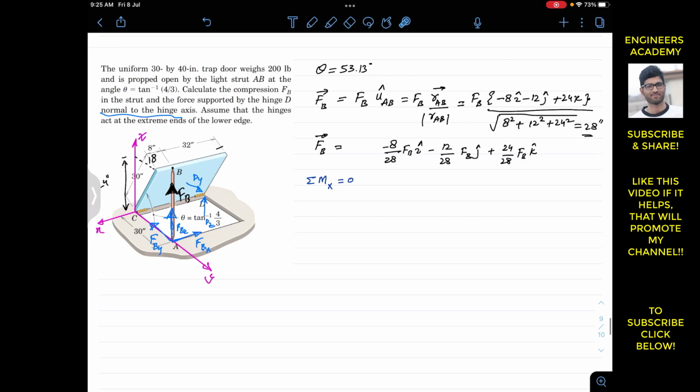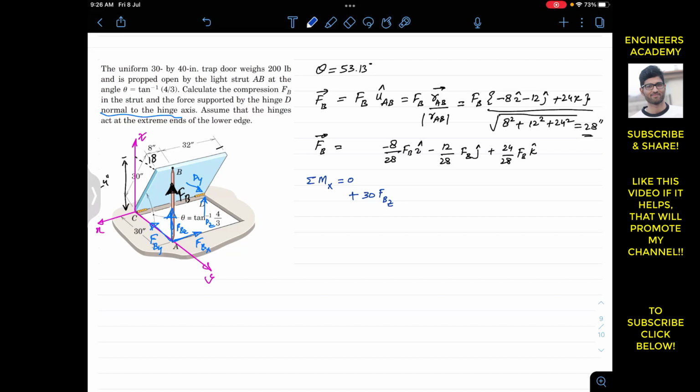And as we can see, this FBz is going to produce the moment about the x-axis in this direction. And if we curl our right hand fingers in this direction, our thumb will point out in the positive x. So this means that the z component of FB is producing the counterclockwise moment. So I will write plus FBz, and the perpendicular distance of FBz from the x-axis is this distance, which is 30. So the moment produced by FBz is 30 times FBz.